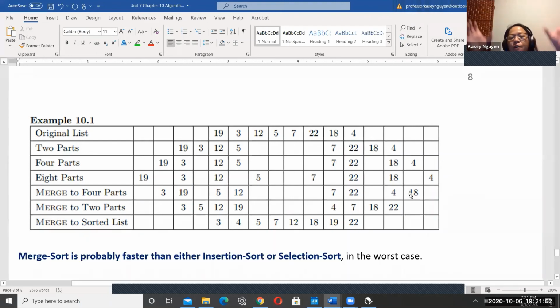Okay, so first it breaks it into half and half and half until it gets to the one element. Compare it, then merge it back and compare, merge and compare. So that's why it's called divide and conquer. And it is faster than insertion and selection in the worst case.